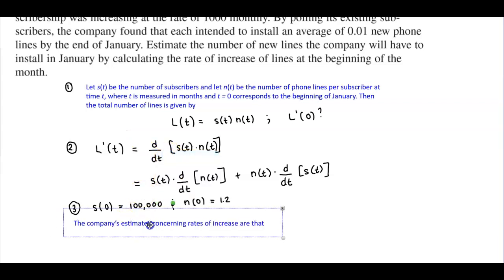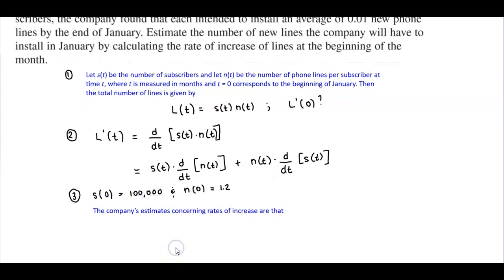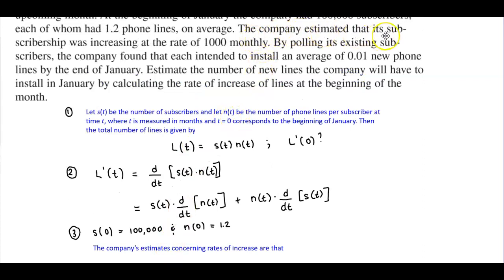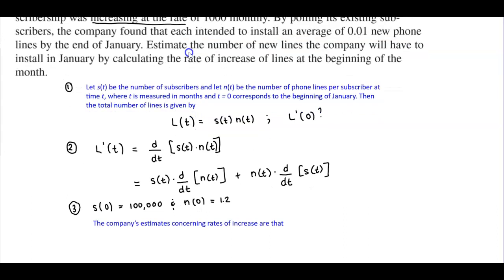So we can then say that the company's estimates concerning rates of increase are the following. The next sentence says the company estimated that its subscribership was increasing at the rate of 1,000 monthly. This is a rate, which means it is a slope, and if it is a slope, then it's the derivative. So the derivative of S at 0 is going to be approximately 1,000.